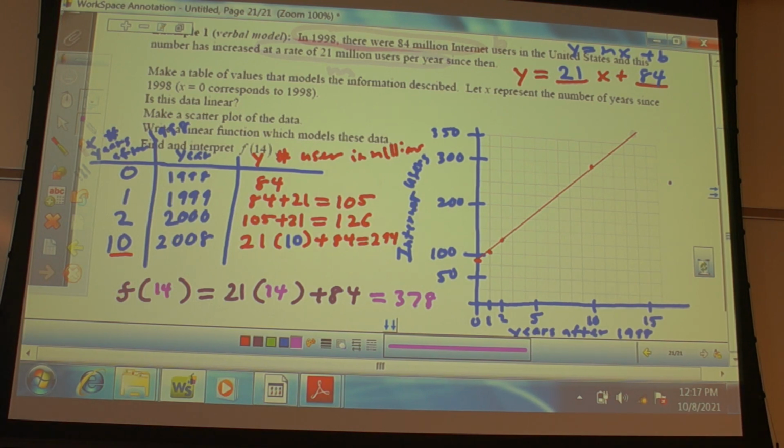Okay, so now you guys have examples 2 and 3 to do. I'm going to give you some time to work on those. And you know what, let's take a break actually. Let me take a second and talk to you guys about slope.